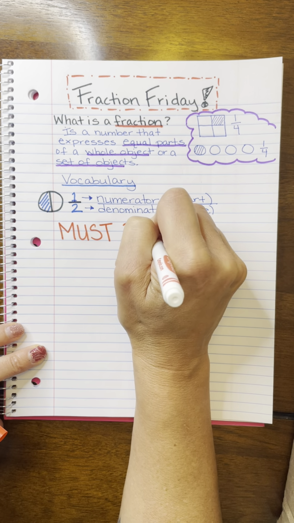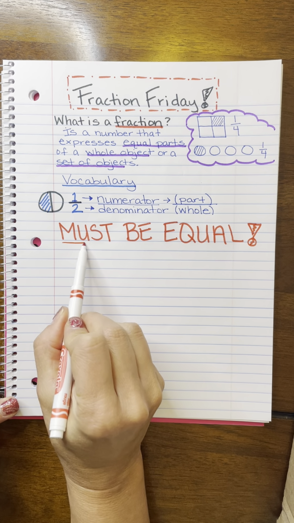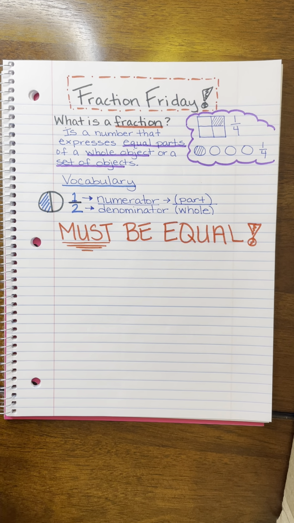It is so important. Look how big I wrote that. They must be equal. Okay, must. I'm going to even underline it because it is so important. For example, I'm going to show you an example.